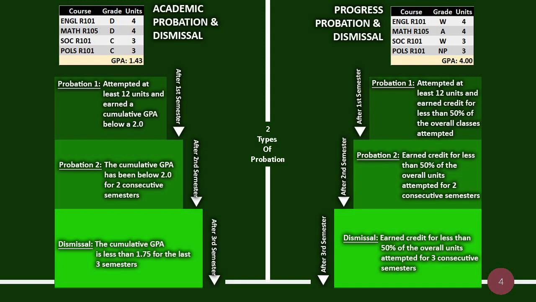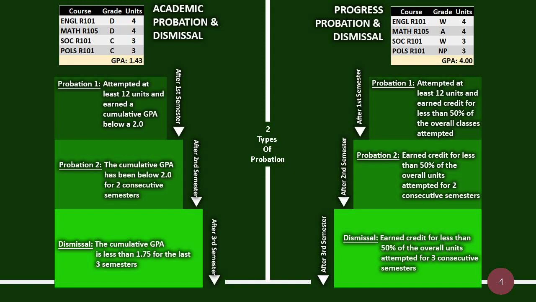Now let's take a look at progress probation and dismissal on the right-hand side. We have a brand new Peter who just finished his first semester ever in college. You can see that Peter has earned a W in English R101, an A in Math R105, a W in Sociology R101, and an NP in Political Science R101. Since Peter earned an A in the only class for which he's graded, he technically has a perfect 4.0 cumulative GPA. But does that mean he met the more than 50% unit completion requirement?